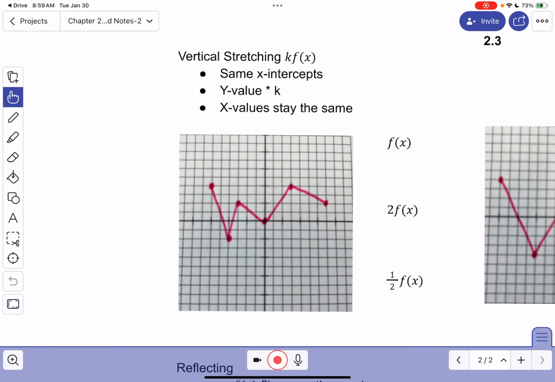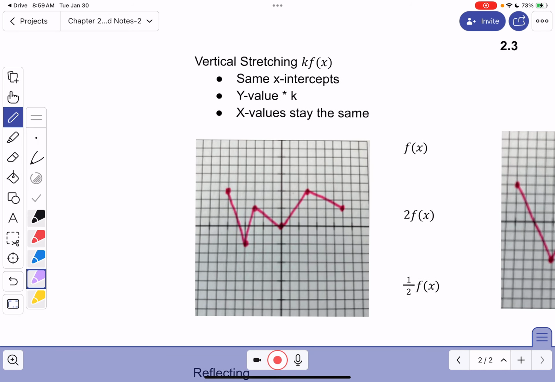So first, let's look at vertical stretching. The vertical tells us we're doing something up and down. Stretching makes us think we're going to stretch it out or get it bigger. It's going to look like this, k times f of x. So whatever that number is, we're multiplying the original points by k.